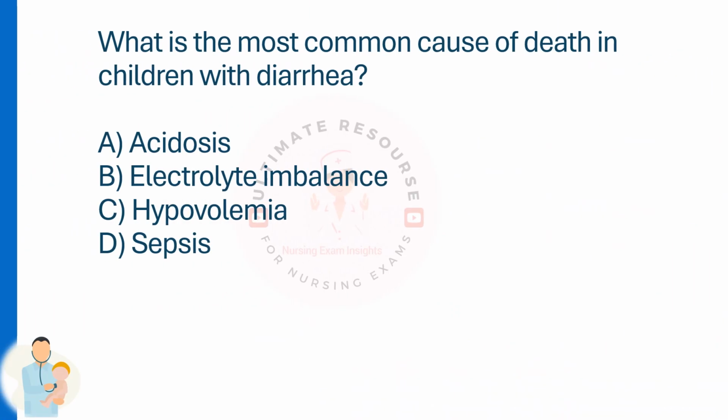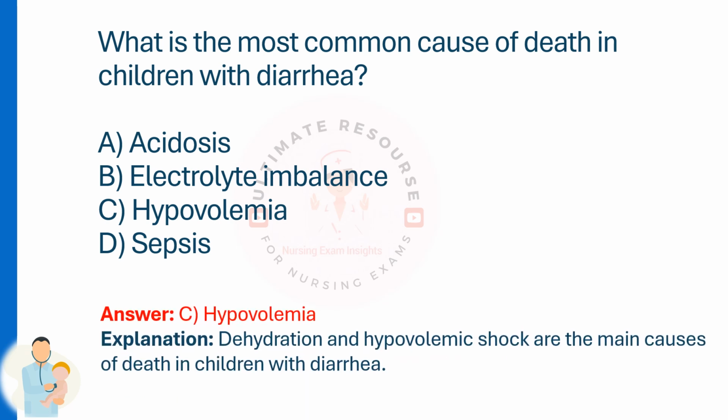What is the most common cause of death in children with diarrhea? Options are A. Acidosis, B. Electrolyte imbalance, C. Hypovolemia, D. Sepsis. The answer is C. Hypovolemia. Dehydration and hypovolemic shock are the main causes of death in children with diarrhea.